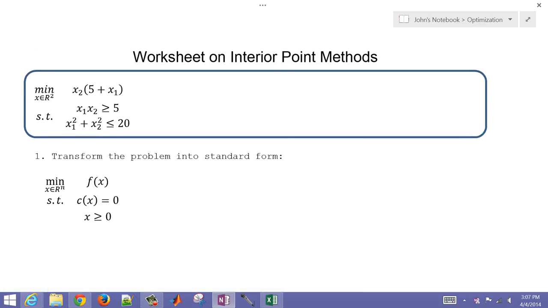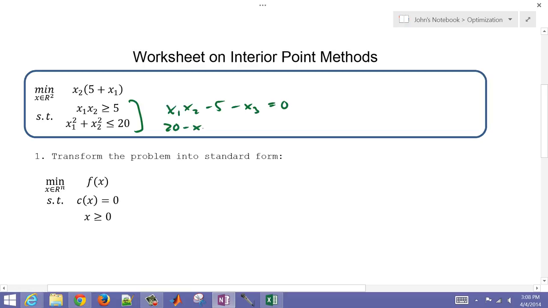I'll go ahead and get that on. So what we're going to do first of all is put this into our standard form. We did it for the first constraint already. So I need to take these two right here. So I'm going to have x1 x2 minus 5 minus x3 equals 0. And then I'm also going to have 20 minus x1 squared minus x2 squared minus x4, that's going to be another slack variable.